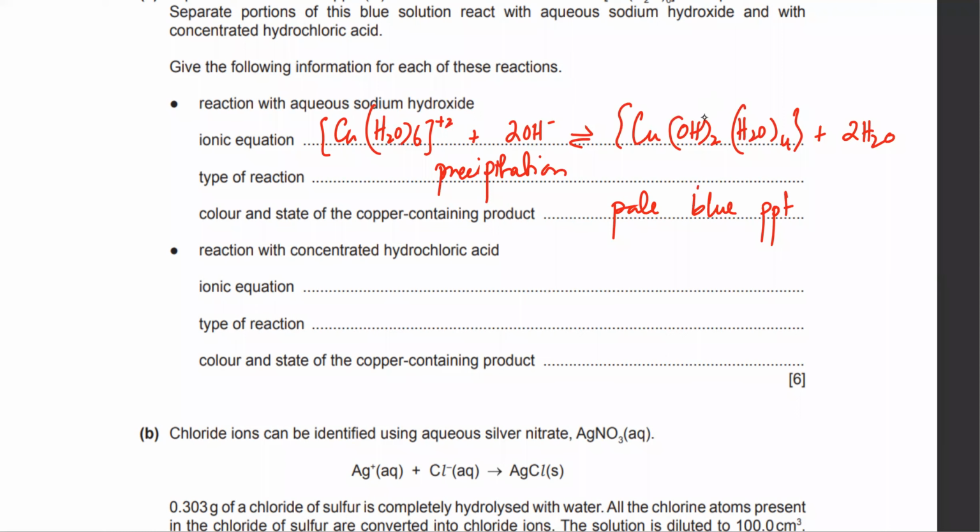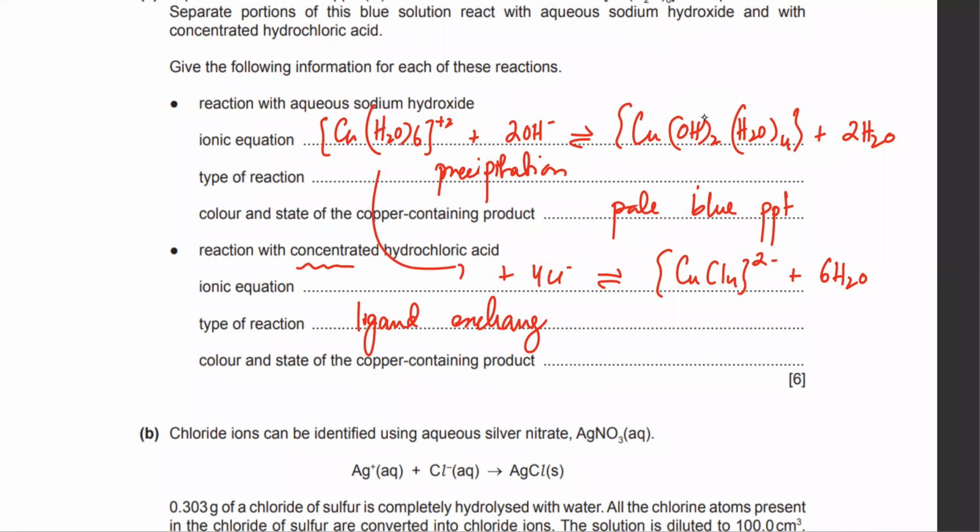What happens with hydrochloric acid? It's going to be the same thing, except now it's with Cl ions, 4 Cl ions, and what will happen is that it would become CuCl4 2 minus, and all 6 water molecules get knocked out because they're using concentrated HCl, so there's a lot of Cl ions. The type of reaction is ligand exchange. And the color is greenish yellow. So is this clear that they always ask you the same 2-3 things?